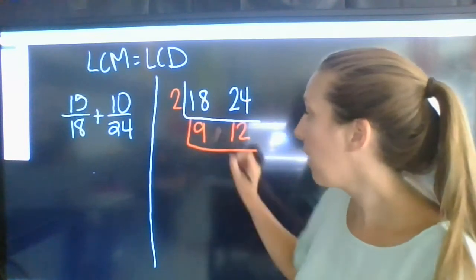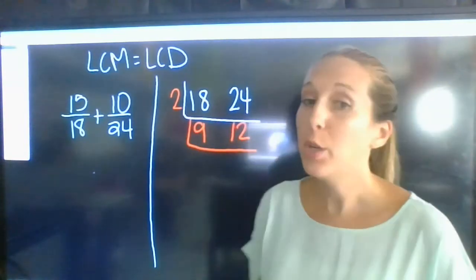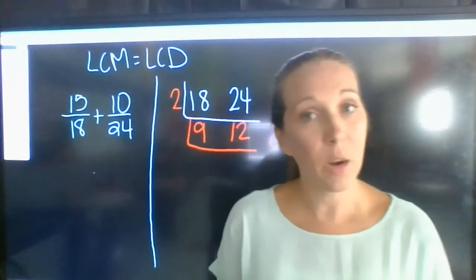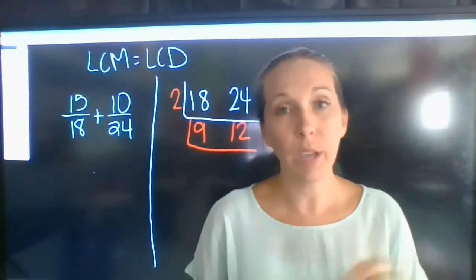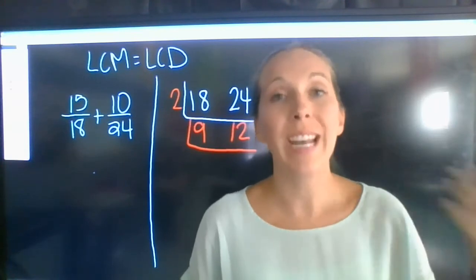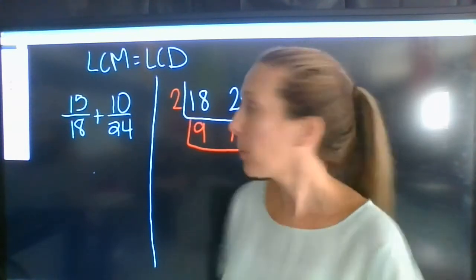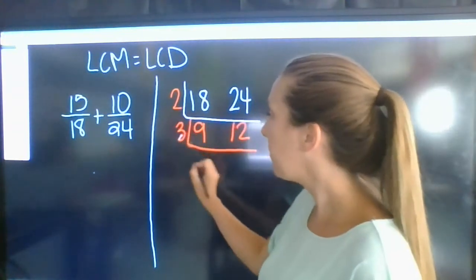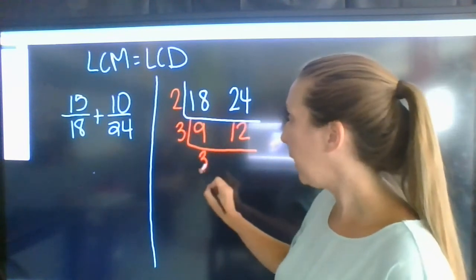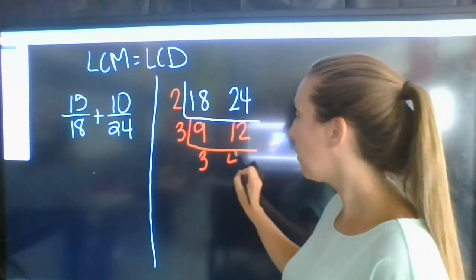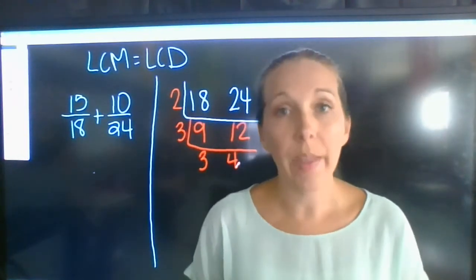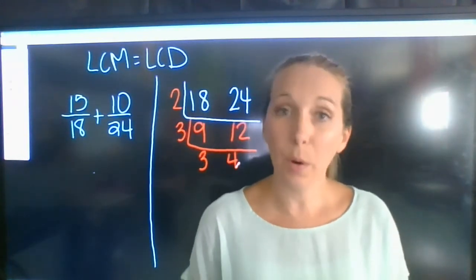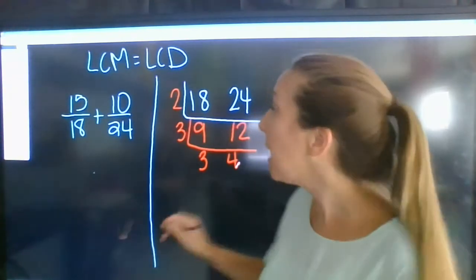Again, we have a 9 and a 12. 2 cannot go into 9, but it can go into 12. But it has to work for both of them. So since 2 can't go into both, let's go to our next prime number, which is 3. So we're going to divide out a 3. 9 divided by 3 is 3, and 12 divided by 3 is 4. So again, there's not another number other than 1 that will divide into 3 and 4. So we're done with that part.